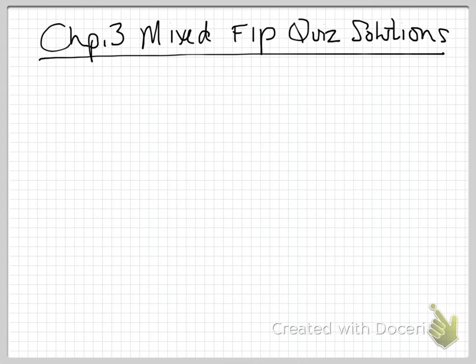This tutorial is the solutions for your Chapter 3 Mixed FIP quiz. This has solving and resolving vectors, non-perpendicular vectors, projectile motion launched on the horizontal, and projectile motion launched at an angle. We'll start off with number 1.